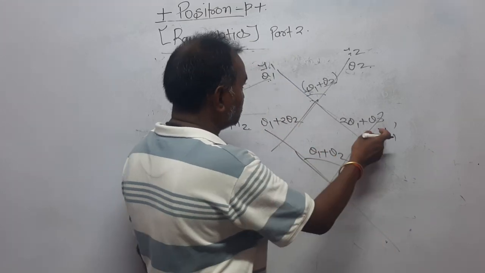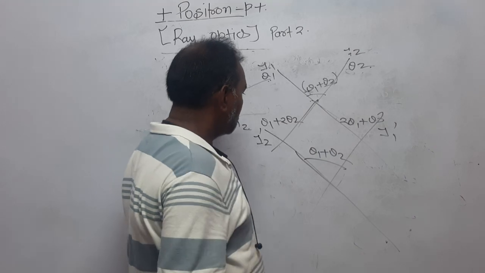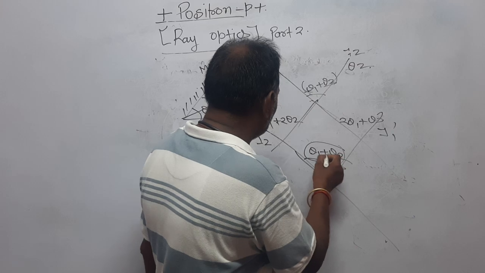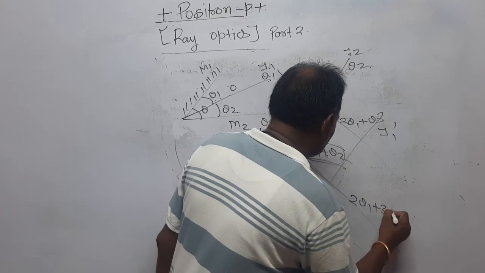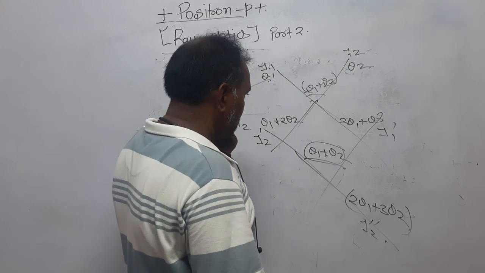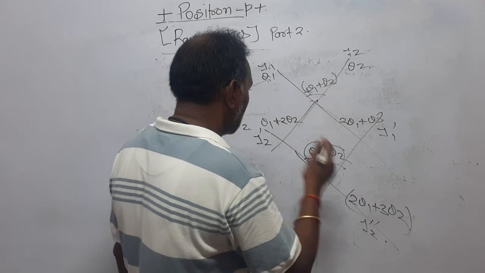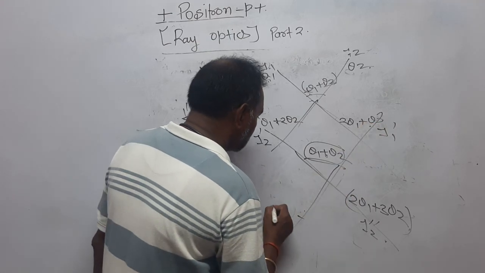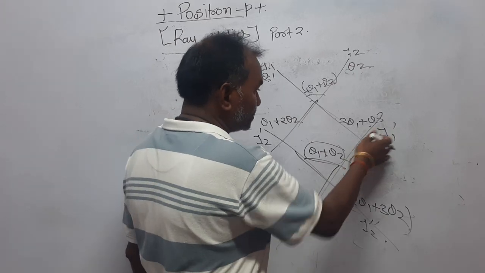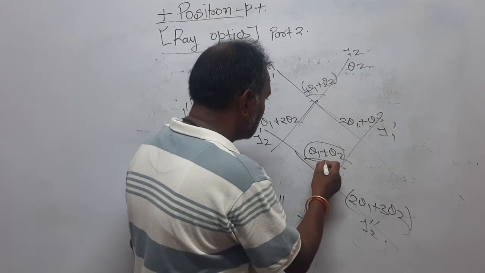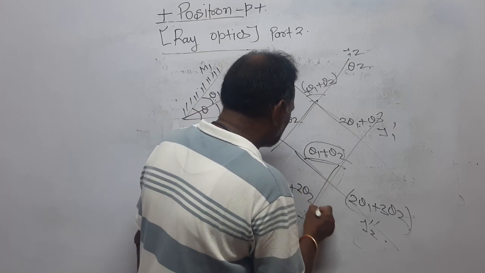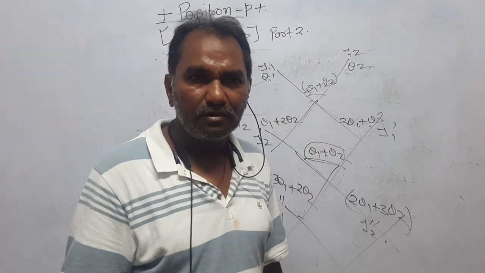Now it was I2 dash. Now the virtual image of this will be at an angle, adding these two, that is 2 theta 1 plus 3 theta 2, right? That is I2 double dash. In this way you can do, and the image of this, that is I1 double dash, the virtual image of this virtual object, is this plus this, that is 3 theta 1 plus 2 theta 2, and so on you can do, right?